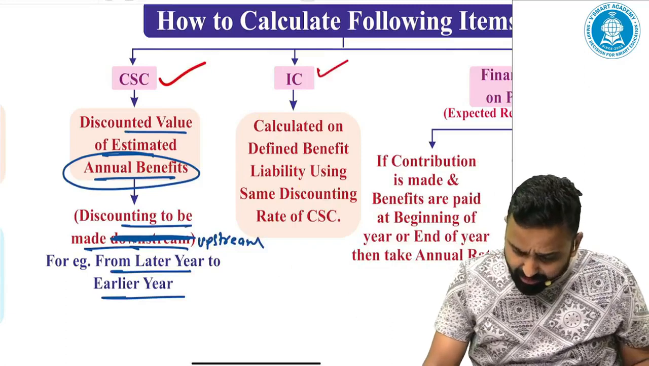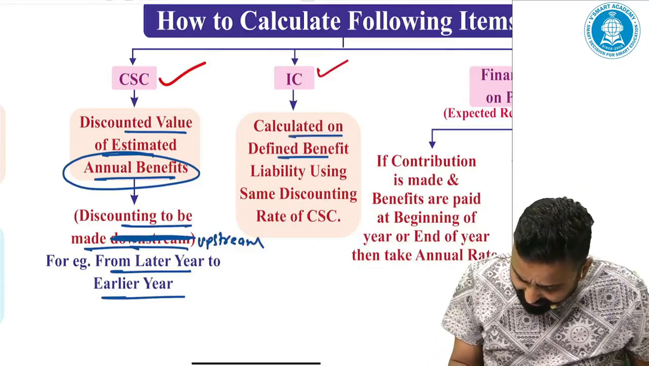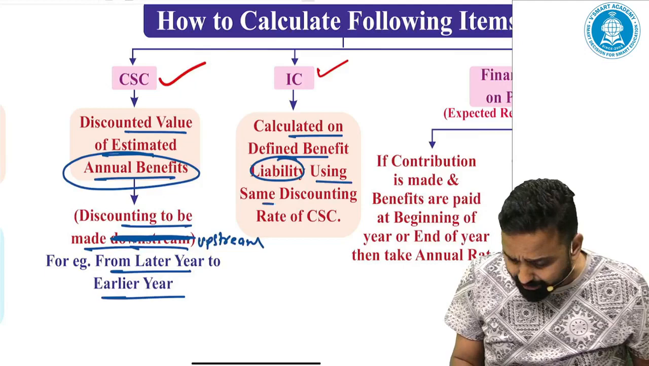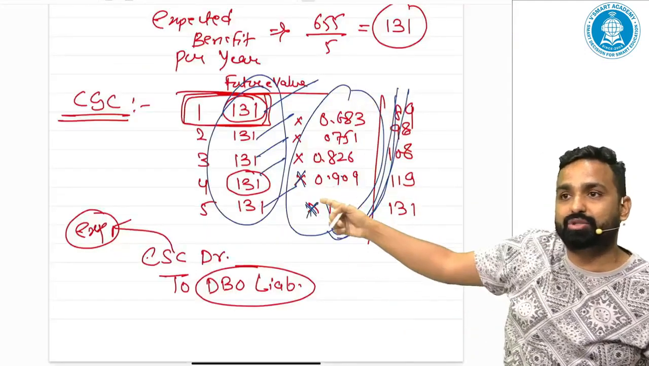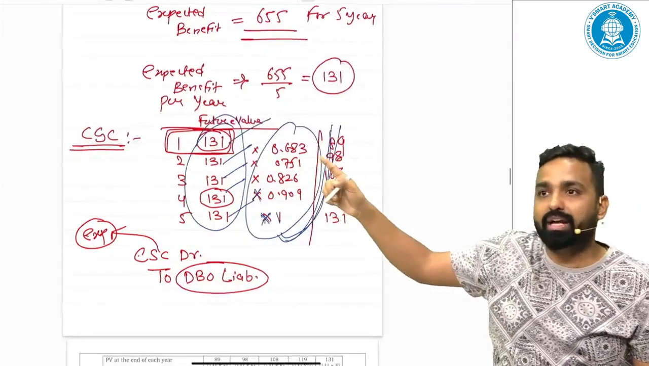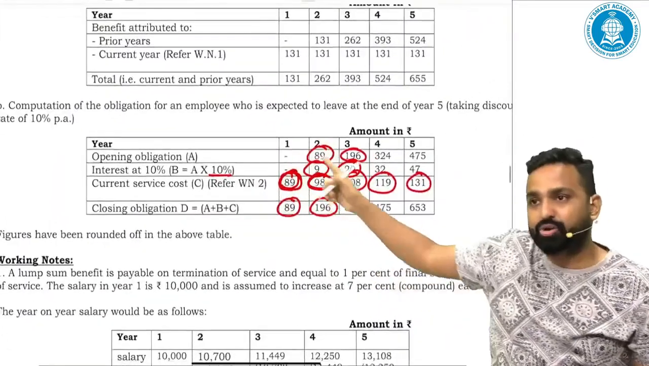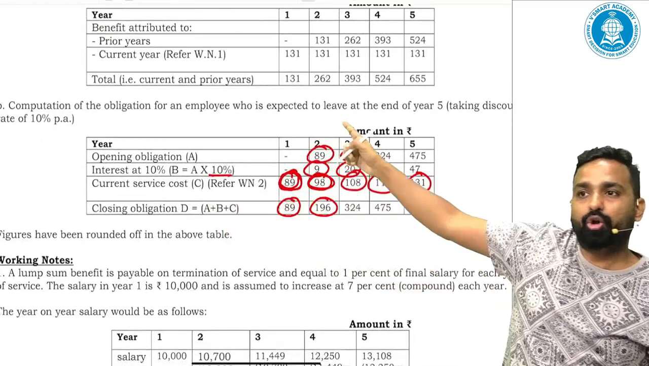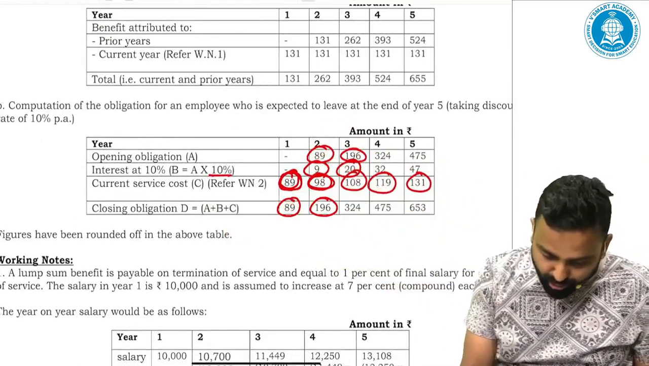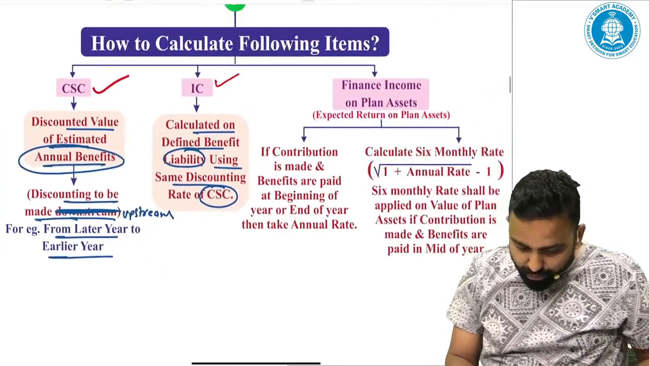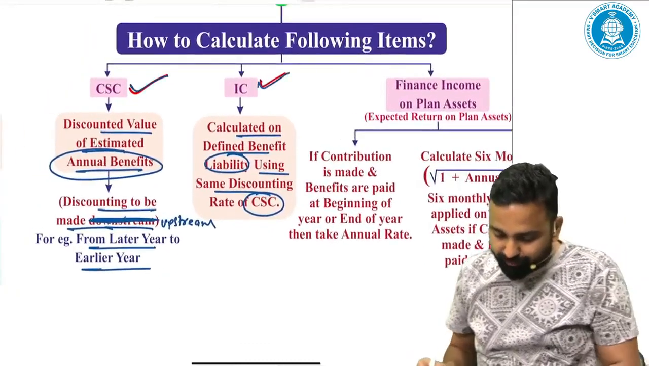What about interest cost, sir? Interest cost is calculated on the defined benefit liability using the same discounting rate of CSC. The discounting rate which you have used for current service cost, you can use the same discounting rate to calculate the current interest cost on the closing liability or opening liability of every year. Opening liability of every year, you have to calculate the interest cost. Okay? So current service cost, interest cost you have to calculate.